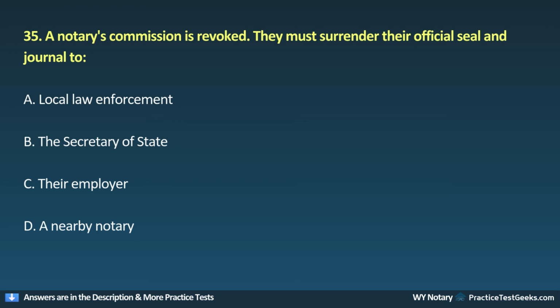35. A notary's commission is revoked. They must surrender their official seal and journal to A. Local law enforcement. B. The Secretary of State. C. Their employer. D. A nearby notary.